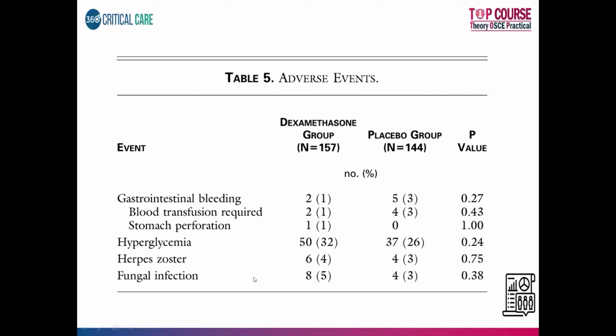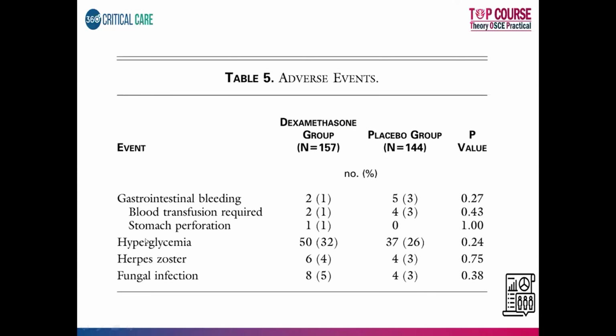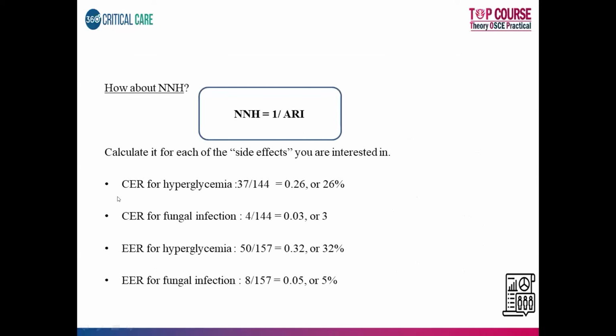Okay, so for hyperglycemia, what would be your CER? If you see hyperglycemia, this is the control. So 144 patients are there, in which around 37 patients showed hyperglycemia. So 37 divided by 144 will be your CER. Whereas your EER would be 50 divided by 157. Okay. So CER for hyperglycemia is 37 by 144, so it would be around 26%, whereas EER for hyperglycemia would be 50 divided by 157, which is nothing but 32%. So now your number needed to harm would be calculated from CER minus EER.